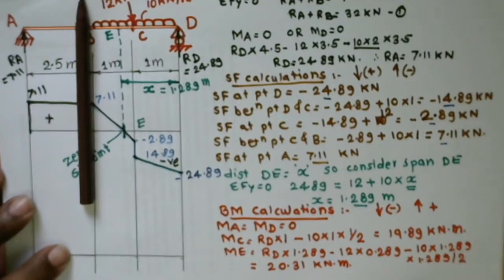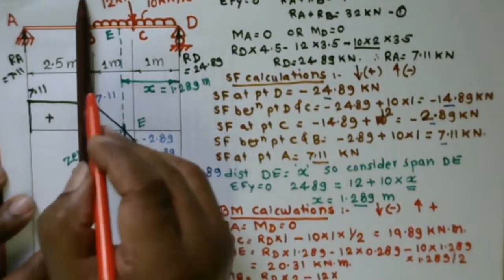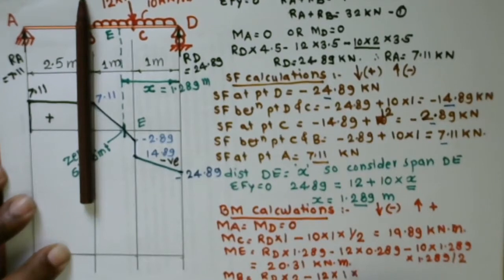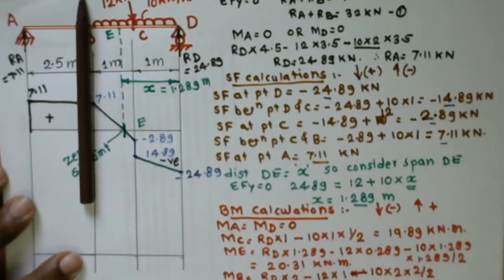So bending moment at point B. So MB is equal to, first force is RD, again RD. Its distance up to the point B is 2 meter minus point load 12 into its distance up to the point B is 1 into, consider UDL, so minus 10 into 2 into it acting at the center of the span 2 by 2. So this becomes 17.78 kilonewton meter bending moment at point B.